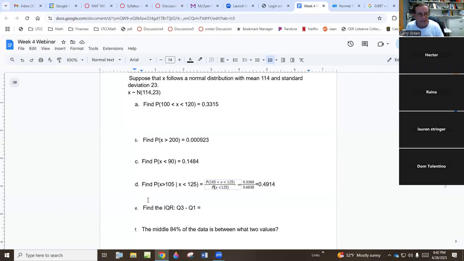Okay, so the next one is find the IQR. Remember, IQR stands for the interquartile range. Okay, and the formula was you take Q3 and you subtract Q1. Do you remember that? Do you remember what Q3 means? Yeah, it means that the probability of being less than that value is 0.75 or 75%.